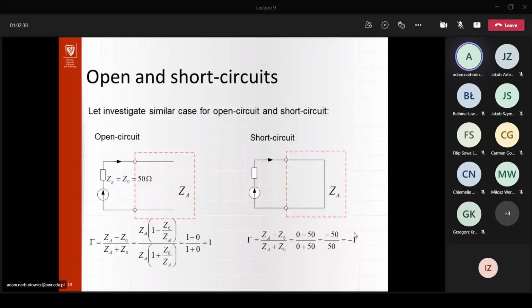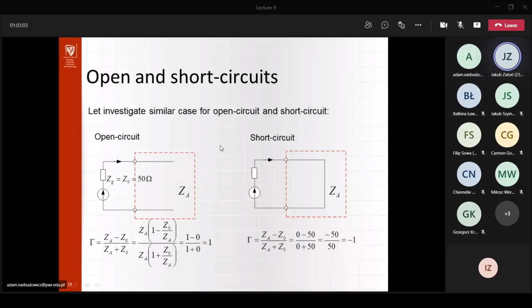All right. So the main message here is that even though in both cases we have total reflection, the 1 and -1, this is the difference between open and short circuit: pretty much the phase of the reflected signal. Is that so far clear?